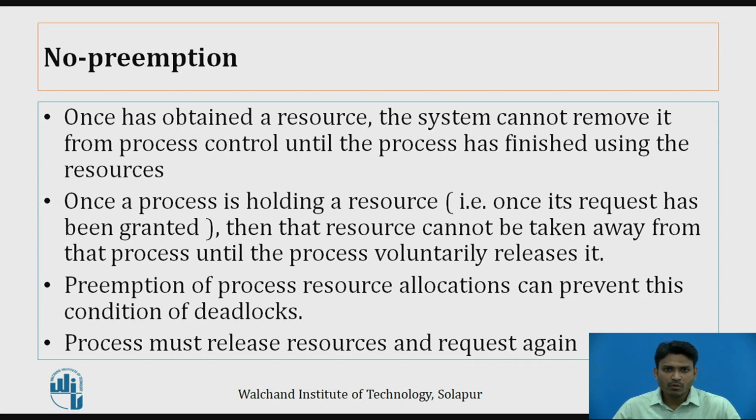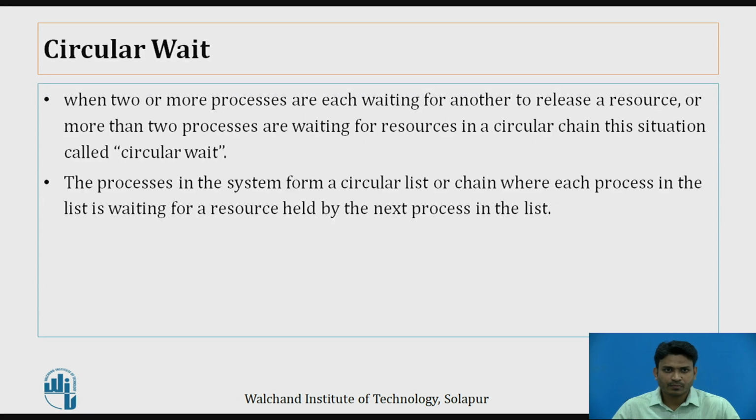Now preemption of process resource allocation can prevent this condition of deadlock. The process must release resources and request again. So that is nothing but no preemption. In simple words, we can say that during the execution of any process there should be no disturbance in the execution. That's called no preemption.